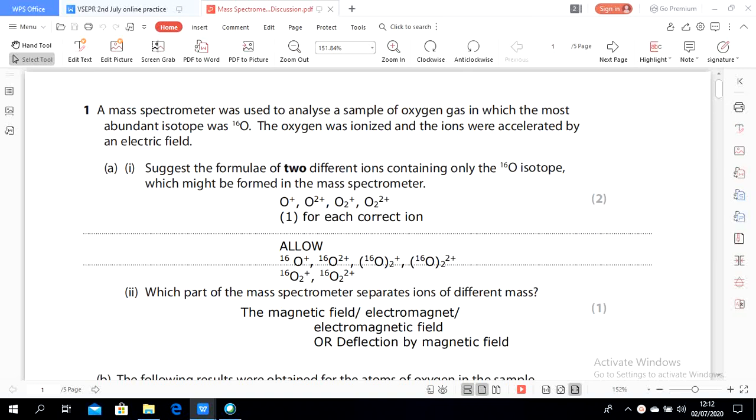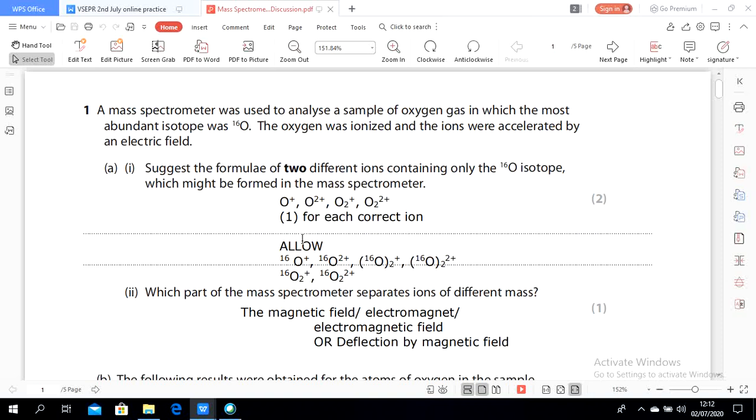So what could be formed? First, the oxygen can lose one electron. The oxygen can lose two electrons, and then the oxygen molecule in the form of an ion, and then the oxygen molecule that lost two electrons. So all these are possible. So this is the possible answer for the question.